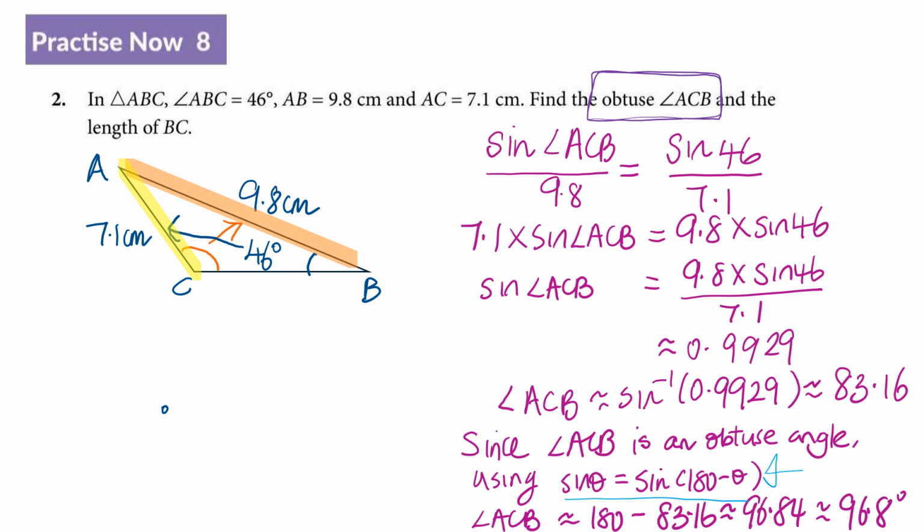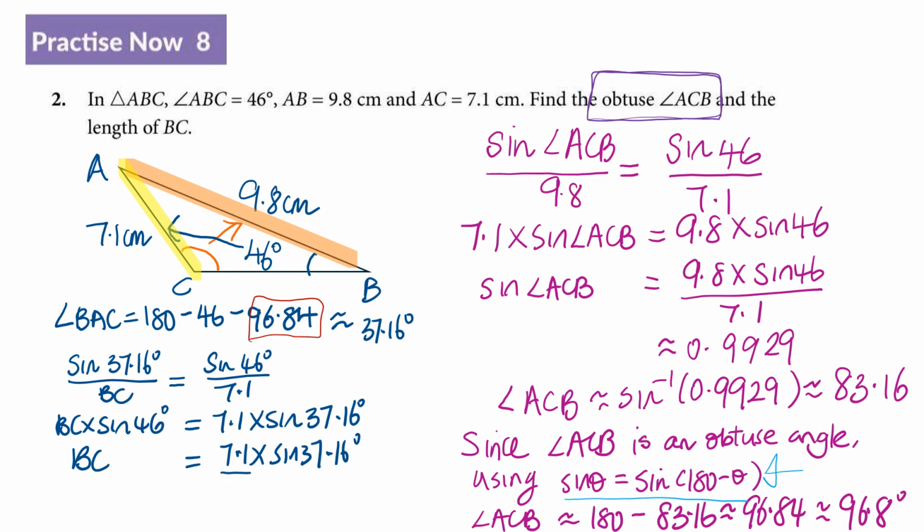So how do you go about finding the second part, the length of BC? Yes, this is very similar to the earlier one we did. After finding your angle ACB, and given angle ABC, you can just find BAC to be 180 minus 46 minus 96.84. Again, take note of the value that I use here. I do not use the rounded 96.8, I use the full value for better accuracy.